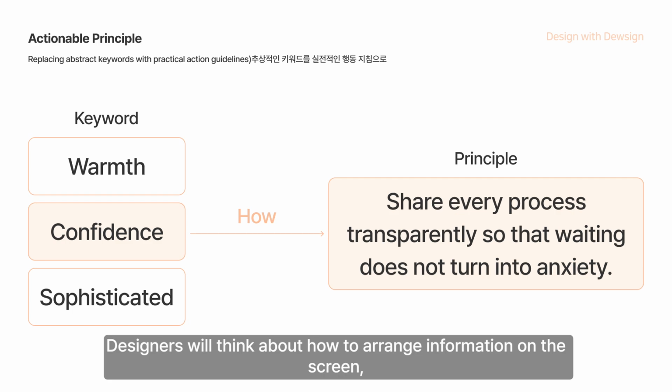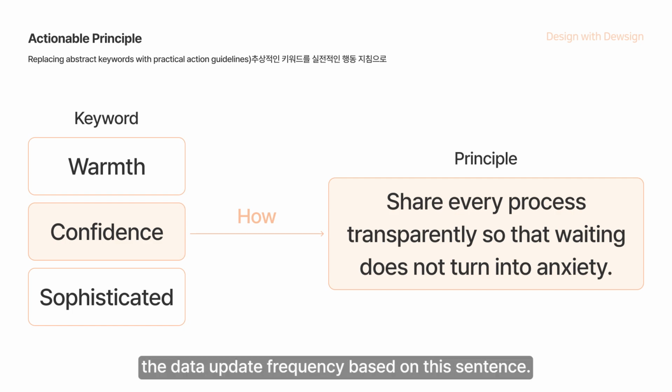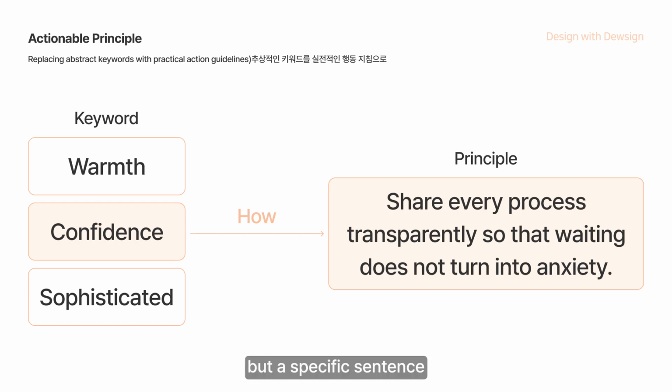Designers will think about how to arrange information on the screen, and developers will decide the data update frequency based on this sentence. A good principle is not just a pretty word, but a specific sentence that guides the next actions of the team.